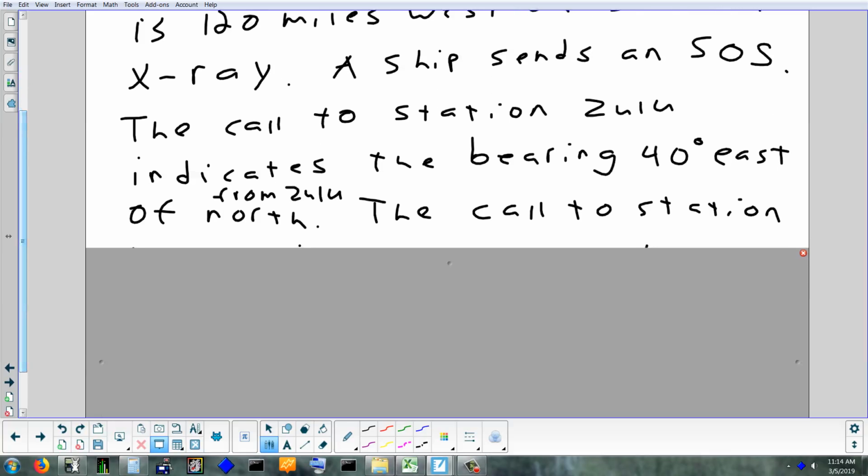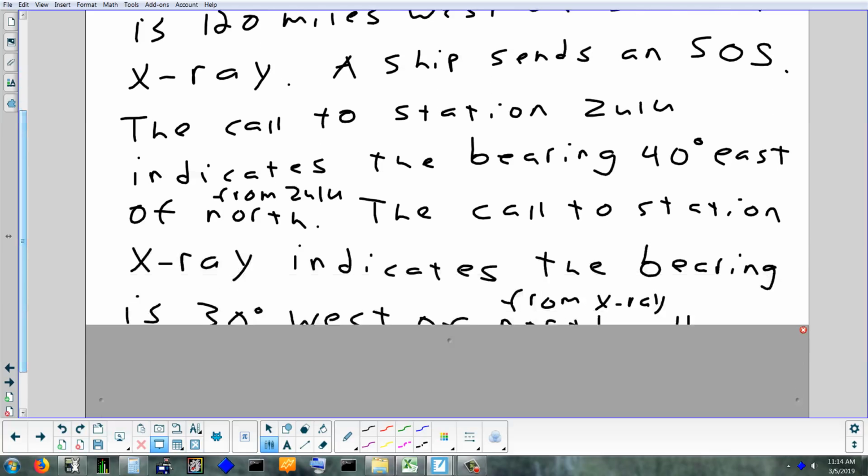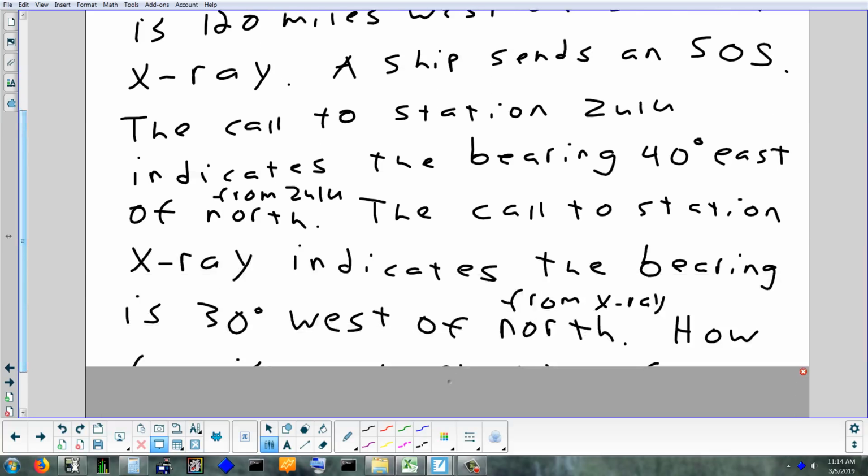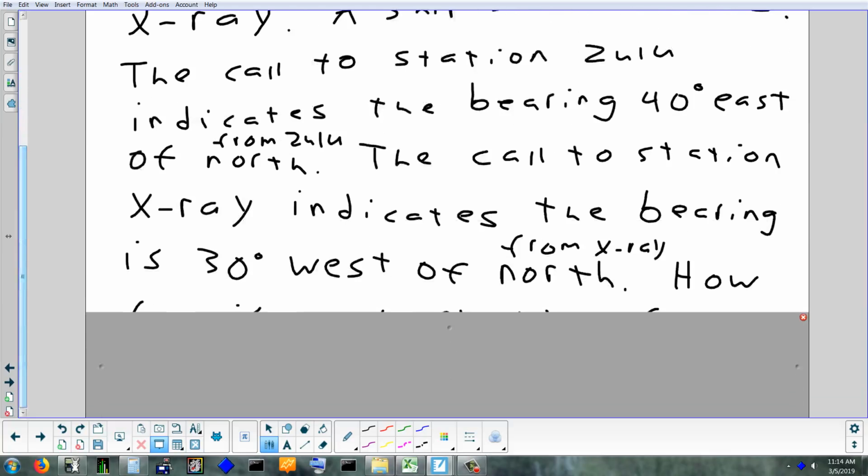Now, if you're somewhere else, you may be pointing in a different direction because you're 100 miles away and you see the same thing, but from your perspective, it's coming from a different spot. So then the light that the other station sees is coming in 30 degrees west of north. So what we're going to figure out is how far each Coast Guard station is from the boat.